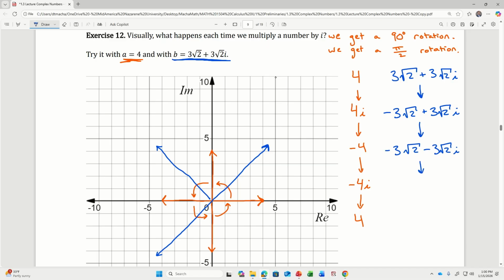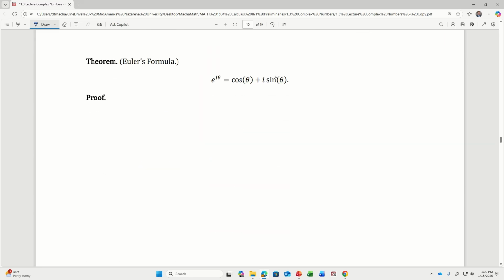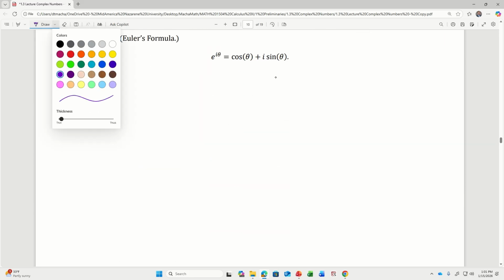And then multiply by i once again, and I will get 3 square root of 2 minus 3 square root of 2i. I'll end up over here. And then multiply by i again, and I get 3 square root of 2 plus 3 square root of 2i. So every time I multiply even the blue number by i, I'm ending up with a 90-degree rotation. This is the only bit of calculus we're going to do today.